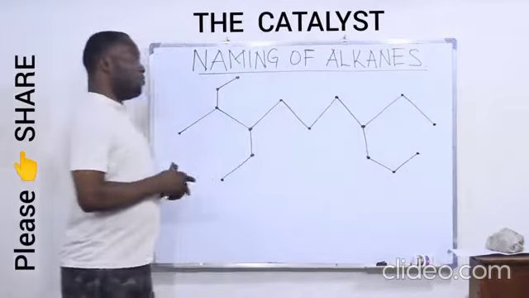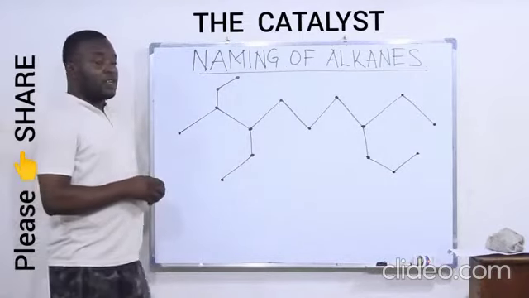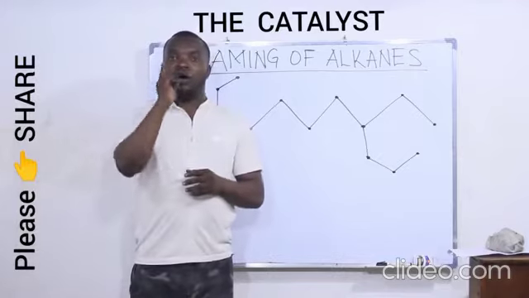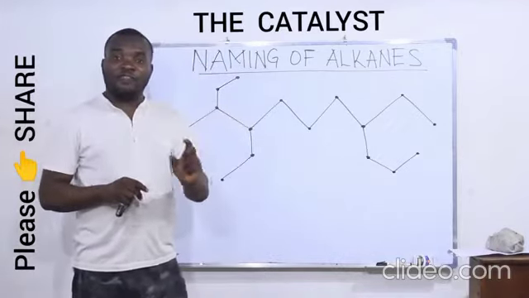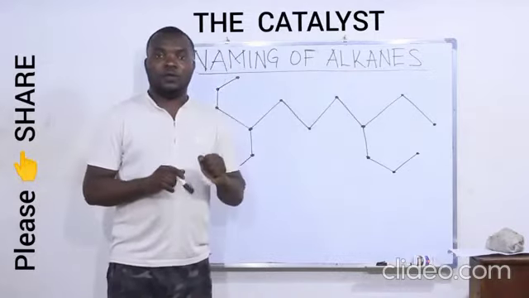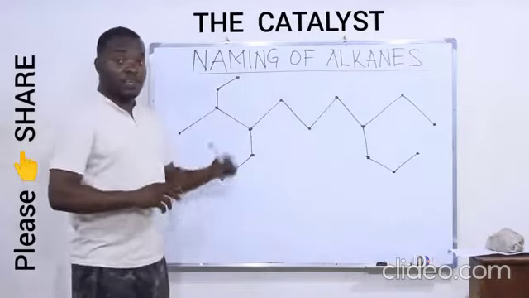Now we are asked to name this alkane. Remember the 4 rules I gave earlier on how to name alkanes. Rule number 1 says, identify the longest continuous carbon to carbon chain. So let's identify the longest chain here.